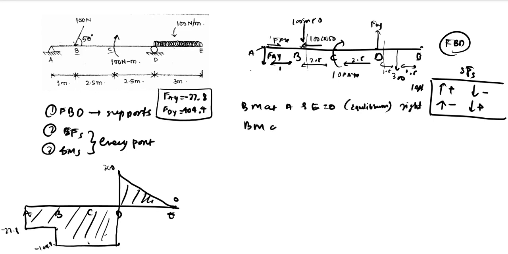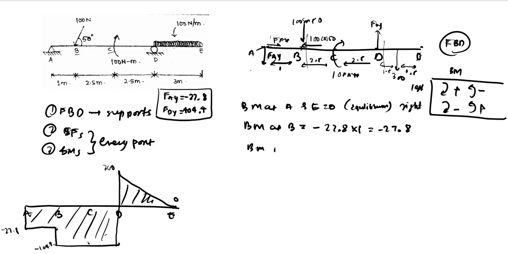Next we calculate bending moment at B. Considering forces on the left, the sign convention is: clockwise moment will be positive and anti-clockwise will be negative. If you are considering forces on the right, clockwise will become negative and anti-clockwise will become positive. So bending moment at B, considering forces on the left, we have Fay in the downward direction, which generates an anti-clockwise moment at B, which is negative. So 27.8 into 1 is minus 27.8.